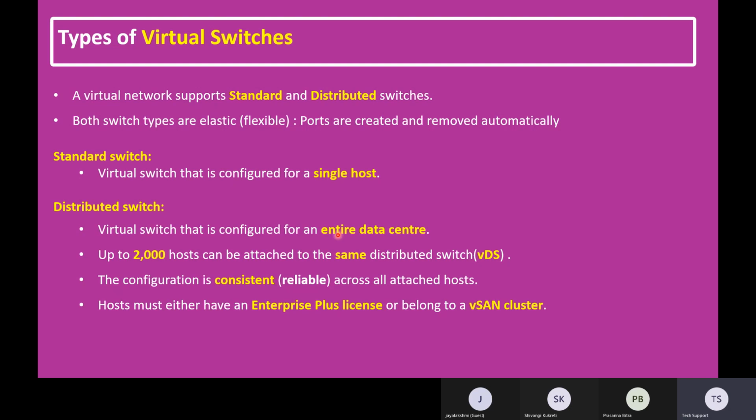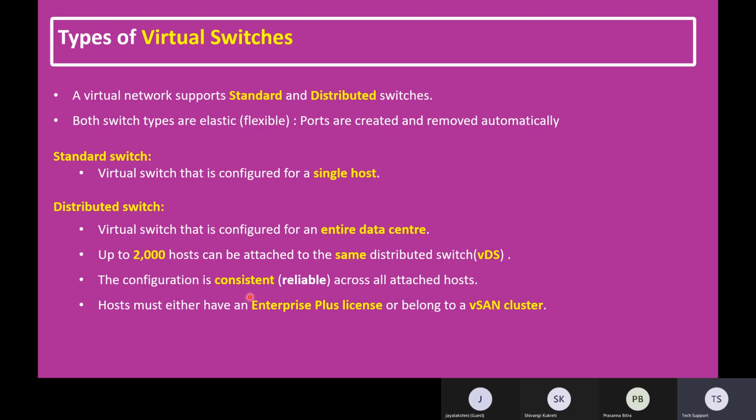So entire data center means vCenter server, we know how to create a data center. For one data center, you can create one distributed switch minimally, and maximum you can create multiple distributed virtual switches as well. Okay. And one distributed vSwitch up to 2000 hosts can be attached. We can add maximum 2000 ESXi hosts per one distributed virtual switch. That is the configuration maximum.